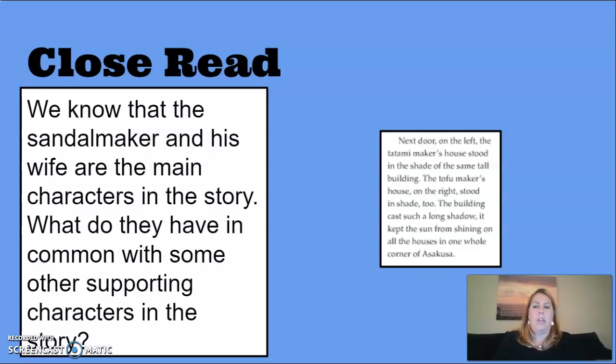So, again, the question says, what do they have in common with some of the other supporting characters in this story? So, the sandal maker and the wife, they're the main characters. So, when we talk about the other characters, the tatami maker and the tofu maker, their houses both also stood in the shade of the tall building and kept the sun from shining on them.